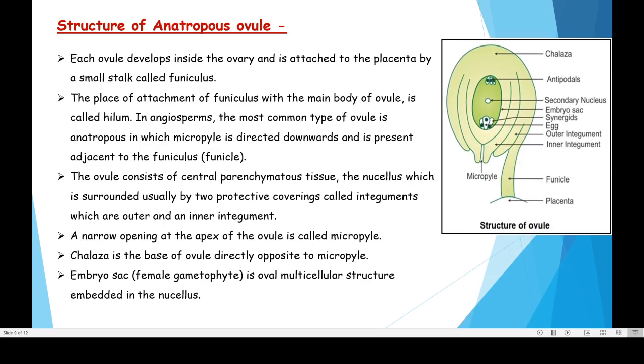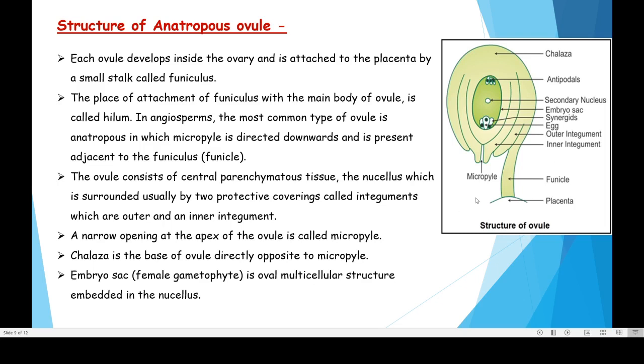Now let us study the formation of female gamete or the egg cell or the development of female gametophyte. For this further development, ovules which are present in the ovary of a carpel are responsible. The ovule can be of different types, but here in this class we'll be mainly dealing with the anatropous ovule as it is very common in angiosperm.